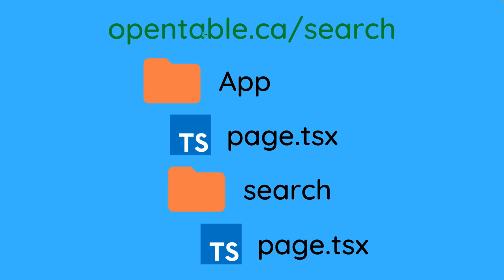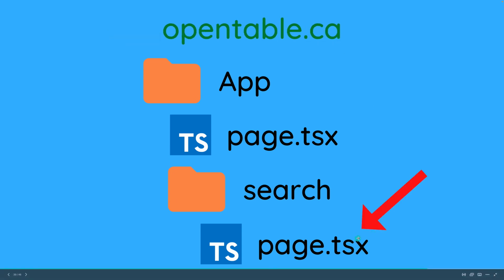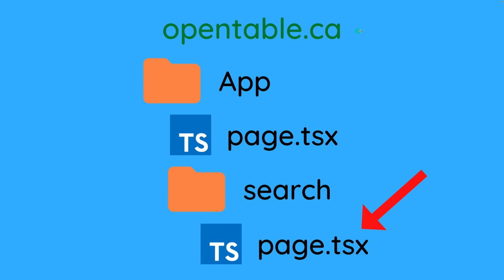So now whenever we go to opentable/search, what's going to happen is Next is going to look inside of the app directory. It's going to look for a folder called search. And then once it finds it, it's going to render the page.tsx that is inside of it. So I hope this is making sense. So again, if I go to opentable.ca, we're not going to render this page component. Instead, we're going to render this page component. However, if we go to opentable.ca/search, then we're going to render this one right here. So I hope that makes sense. I kind of forgot to add the search there.